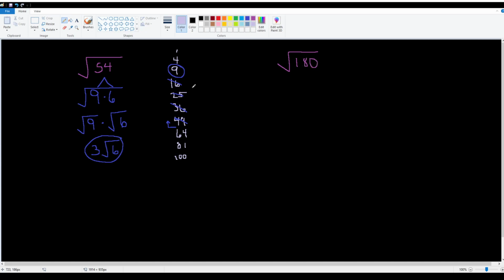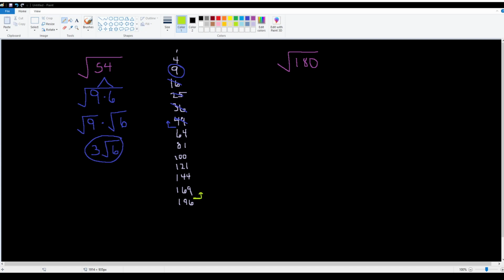Okay, so we're actually going to have to expand our list a little bit here. So we got 100, then we got 121, 144, 169, 196, and then we can stop there. So I'll use a different color for this side here. So 180 is going to fall somewhere here. So that means I have to try every number below 180. Again, this may take a little time, but this is going to be the best method to get this highest or this greatest perfect square factor.